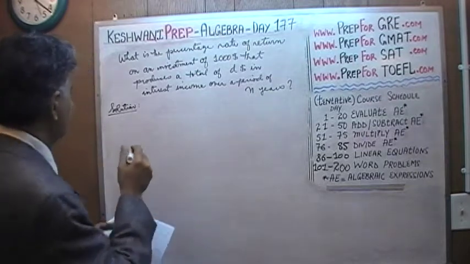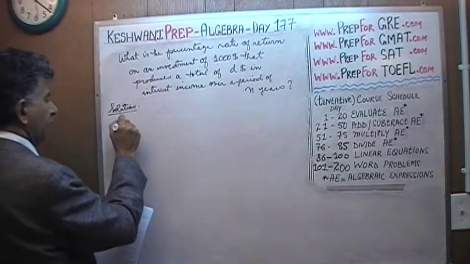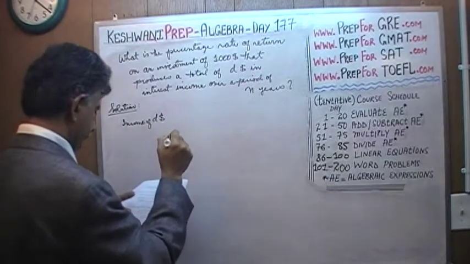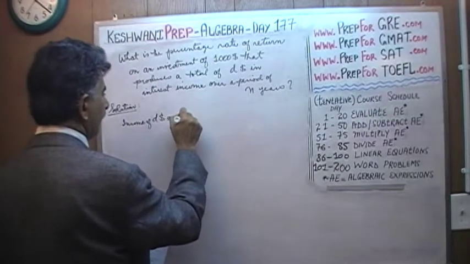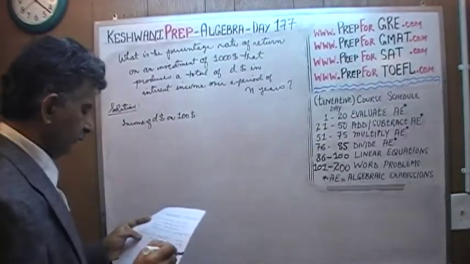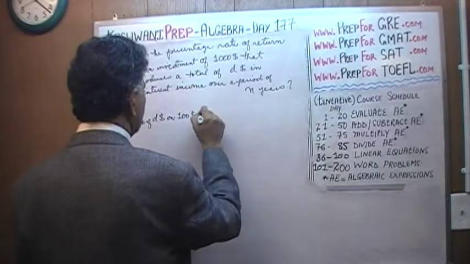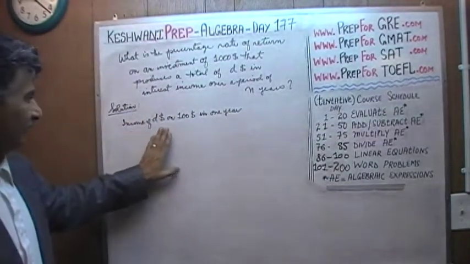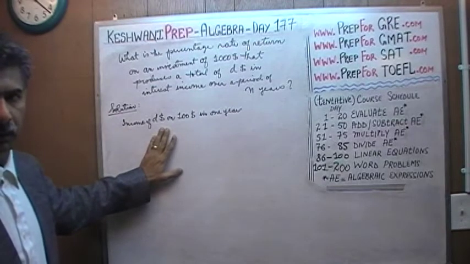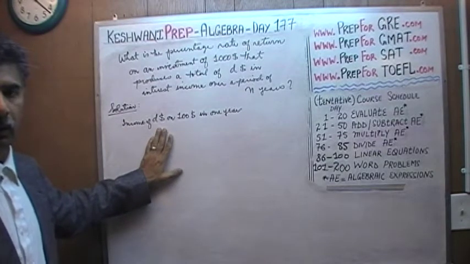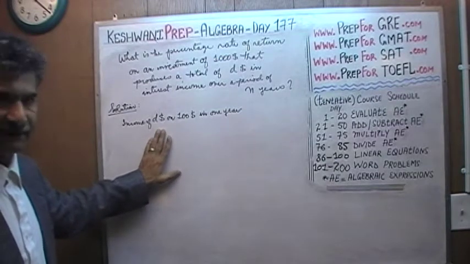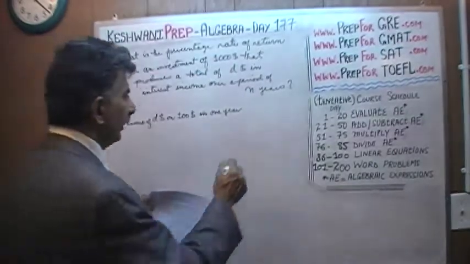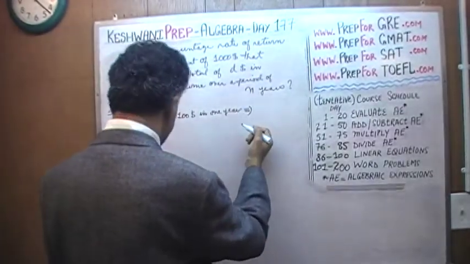So if we have interest income of D dollars on a $100 investment in 1 year, let's say D is 7. So if you earn $7 on an investment of $100 in 1 year, that would imply a 7% rate of return.